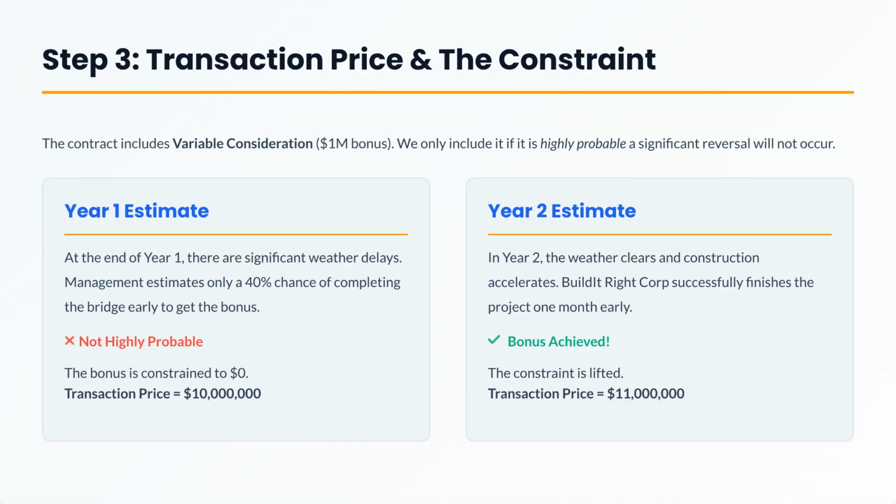Our transaction price for year 1 is strictly the $10 million base price. However, in year 2, the weather clears up and the team finishes early. The bonus is achieved, and the constraint is lifted. Our transaction price officially updates to $11 million.